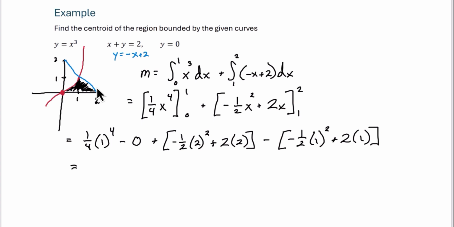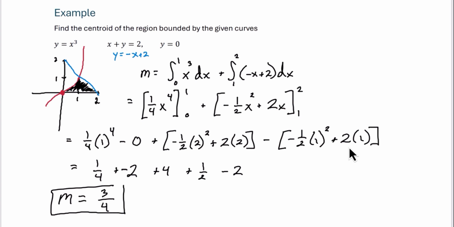Simplifying this, we'll get 1/4 plus negative 1/2 times 4 is negative 2. Plus 4. And then plus 1/2. And minus 2 times 1, that would be negative 2. Simplifying all of this, we'll get that the mass is 3/4. And I'll put a box around that just to note it for later.